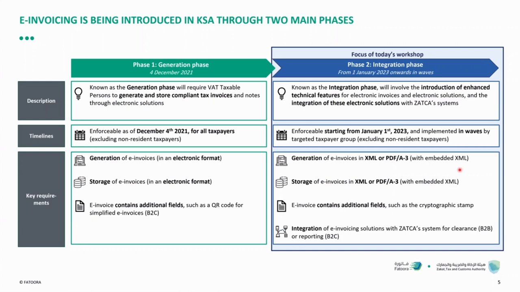To the invoice, and mainly we're talking about some security features, including the cryptographic stamp. And then finally, one of the major requirements in the integration phase is actually integrating with the ZATCA platform for clearance, which is B2B, and we're going to have a look at the model there. And then the reporting, which is the B2C.